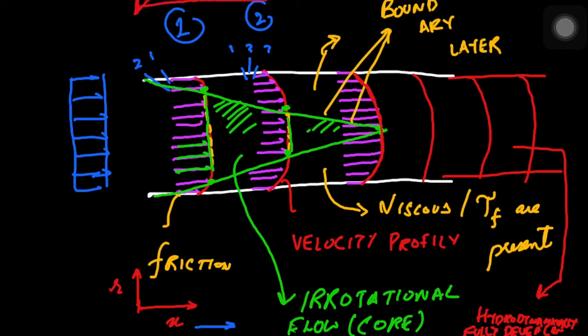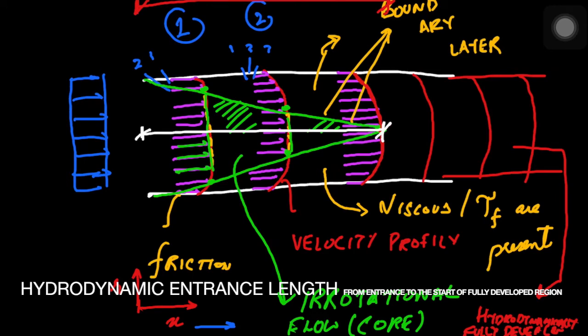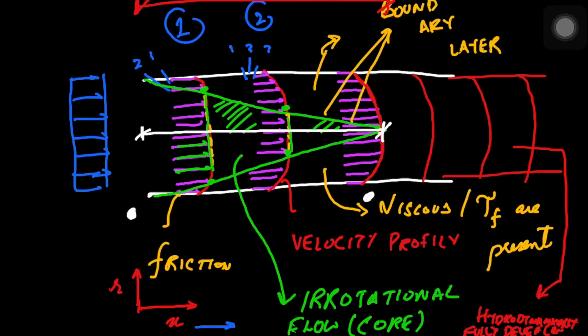And the distance from here to the fully developed region, let's say I'm going to change the color, the distance from here to the point where the flow becomes fully developed is called the hydrodynamic entrance region. The hydrodynamic entrance region is the region from the pipe inlet to the point where the velocity profile is fully developed. Okay, and this length is called the hydrodynamic entry length, denoted by LH.